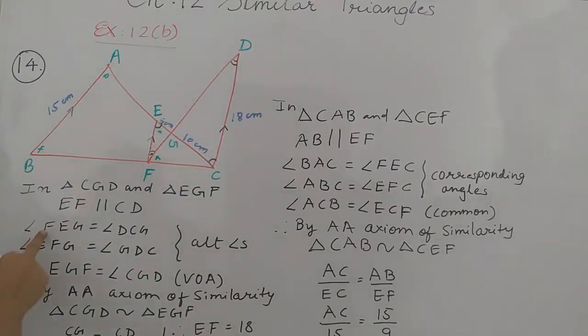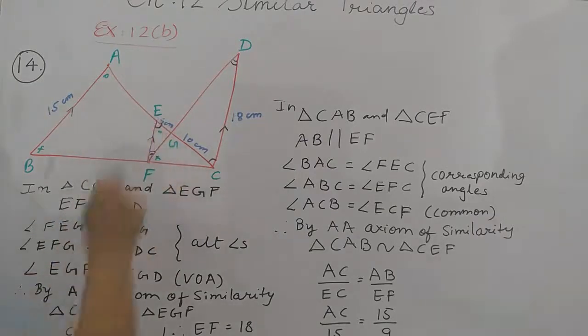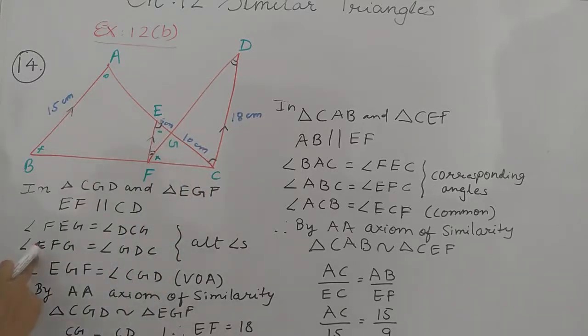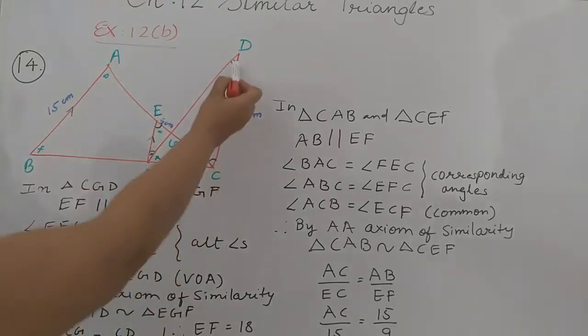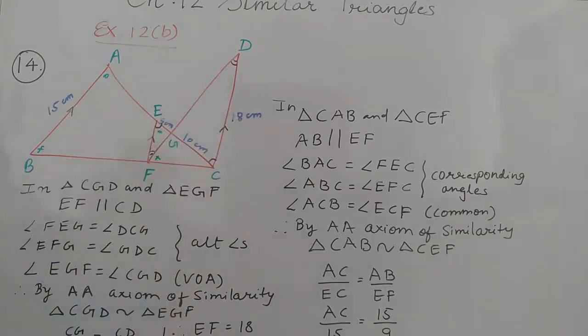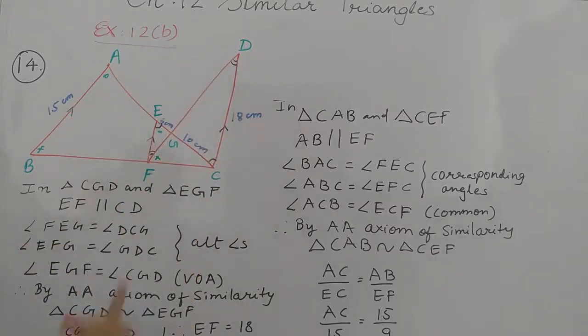Now, according to that, angle FEG, this symbol you can see, is equal to DCG, the same symbols I have made. Then EFG is equal to this angle GDC. These two are also made with black color, same symbols you can see are equal. Why? Because they form alternate angles, because EF and CD are parallel lines, so these two angles are forming alternate angles.